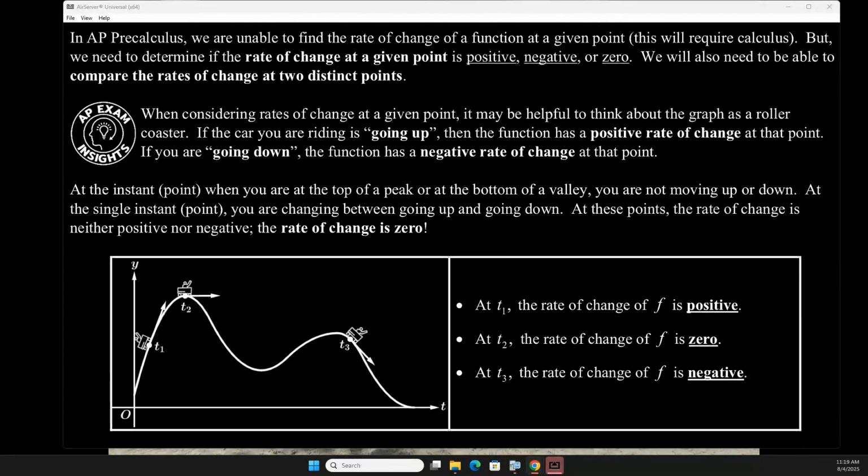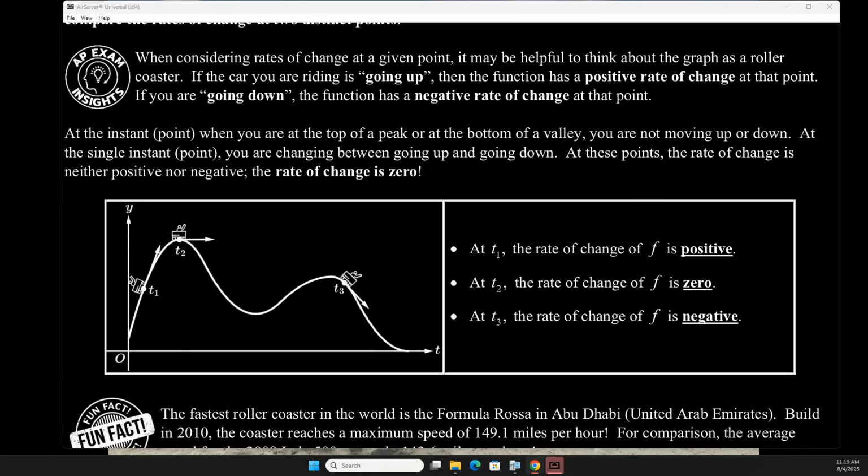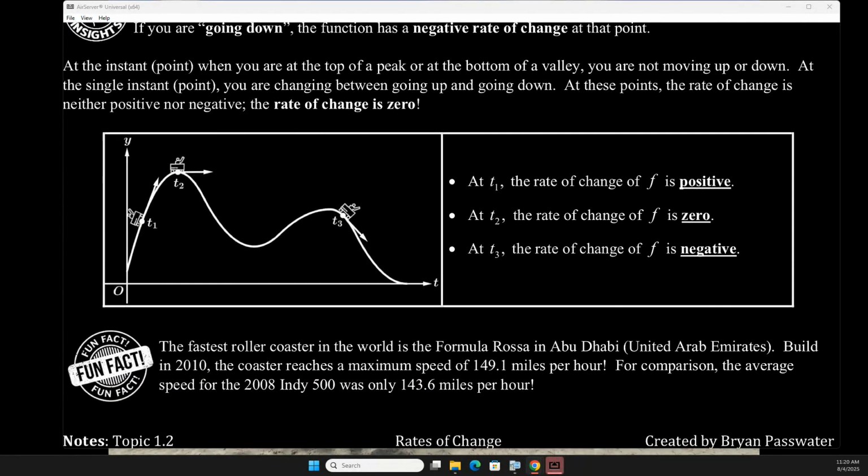One thing that is helpful to think about is a roller coaster. If you are going up the slope, up the incline, then it's a positive rate of change. At the very maximum and minimum points of the roller coaster, you're not really changing. That's a 0 rate of change. And whenever you're going down, that's a negative rate of change. So thinking about a roller coaster helps.